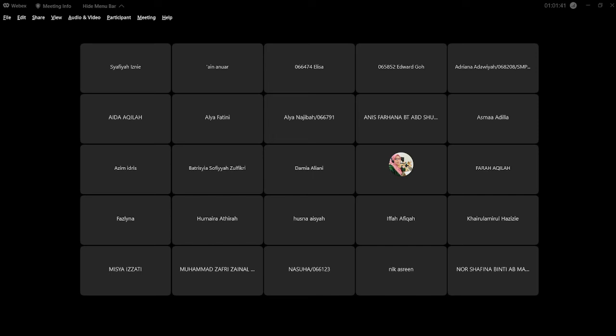Mana pula hilang ni, ROA berapa? 6.41%. How much? 6.41% for return on asset. 6.4. Okay, semua dapat 6.4? Dapat. Dapat, Doktor. Alright.